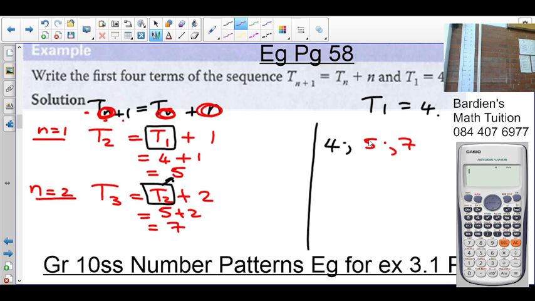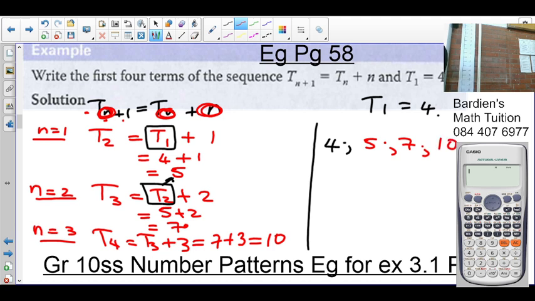Okay, where's the time, please? It is equal to 3 now. So it's going to be T4 equals T3 plus 3. So T3 is what? 7 plus 3? 10. There's the first 3 terms of that sequence.